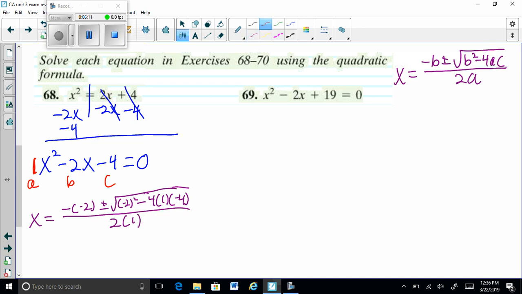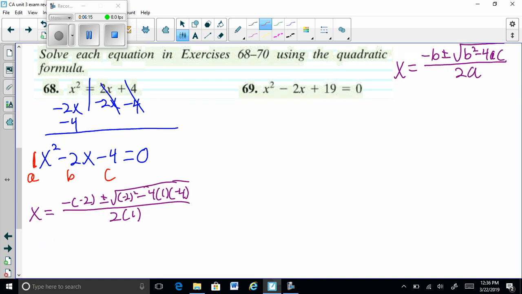All right. So let's see what we got going on here. Negative negative turns to positive, plus or minus the square root. Negative 2 squared becomes 4. Then here, 4 times 1 times negative 4. Once you do all the algebra there, it's going to turn into a plus 16. And then all divided by 2.